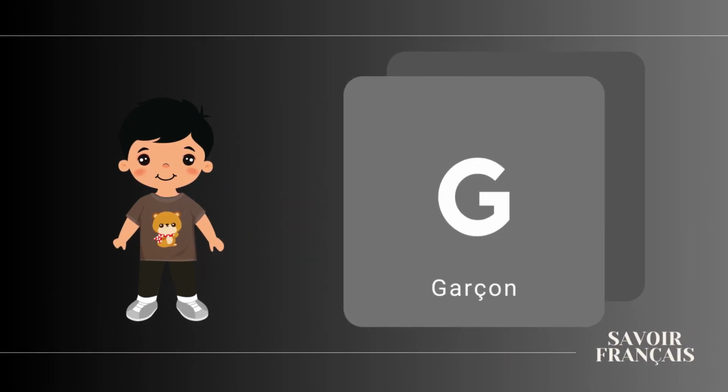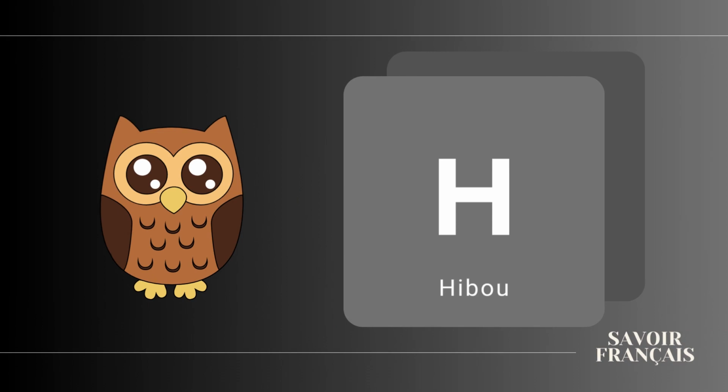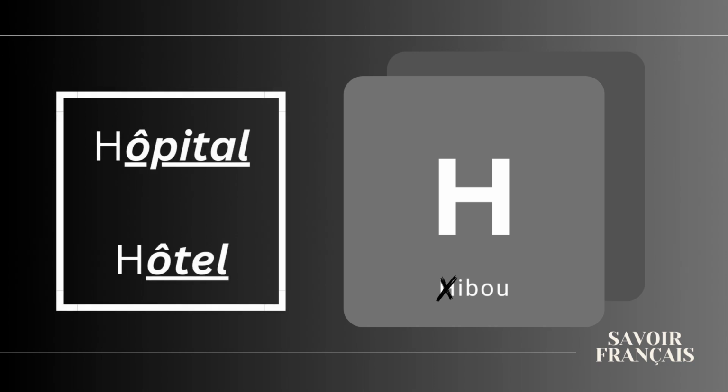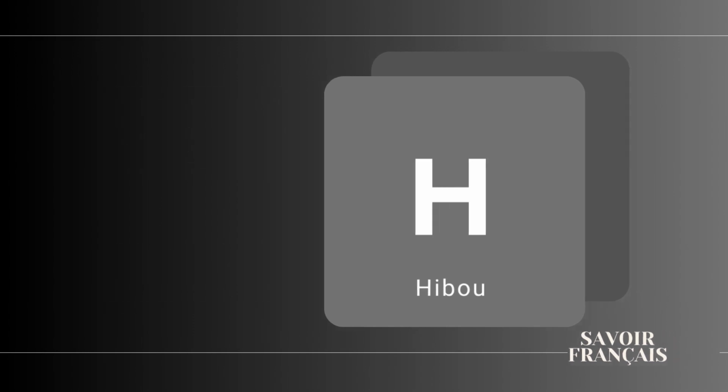G is for garçon, garçon. H is for hibou, hibou. One important note is that the H, when positioned in the beginning of a word, is always silent. In this example, hibou and owl, the H is silent. Other examples, like hospital, hôpital, or hotel, hôtel, the H always remains silent.